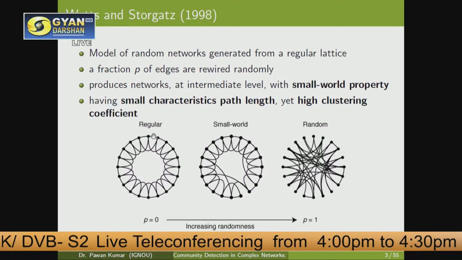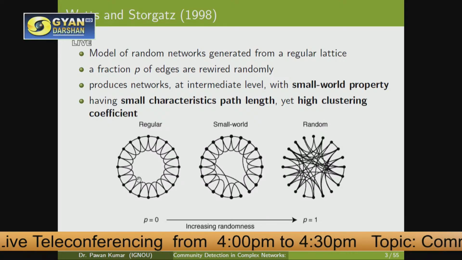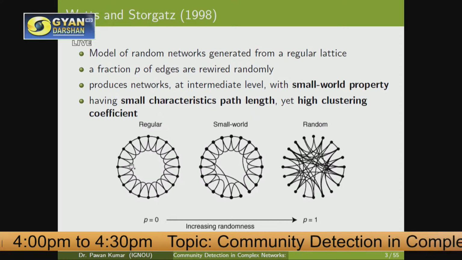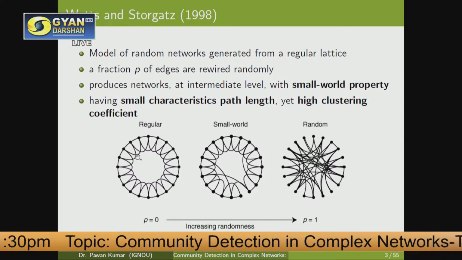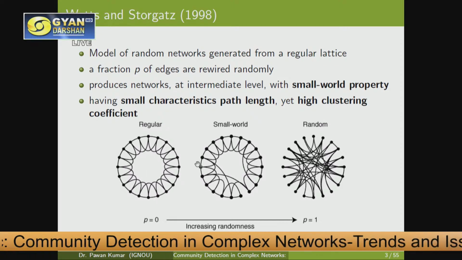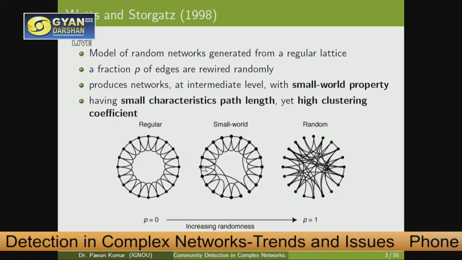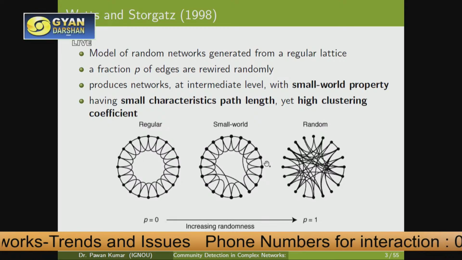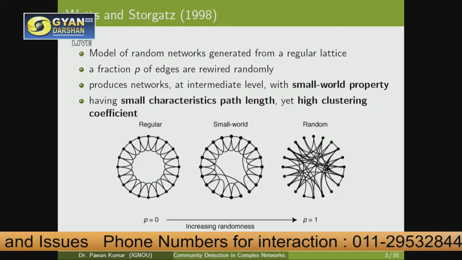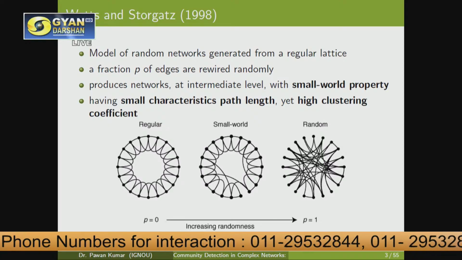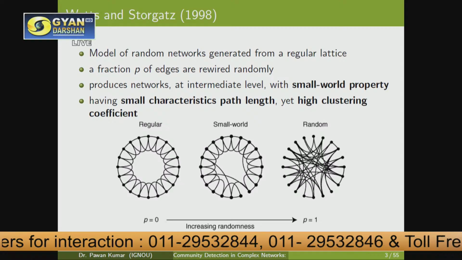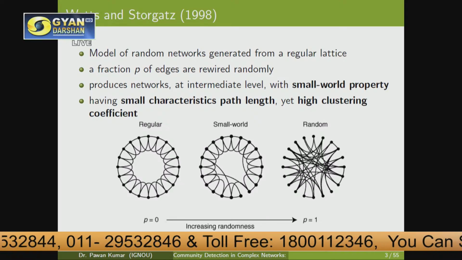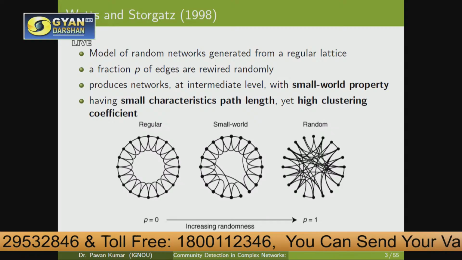When you look at this network, now just remove any pair of adjacent edges and rewire them randomly. What you get is a network of this kind where the clustering coefficient is still the same. There is not much change in the clustering coefficient, but there is a huge decrease in the average shortest path length, which is also called the characteristic path length.